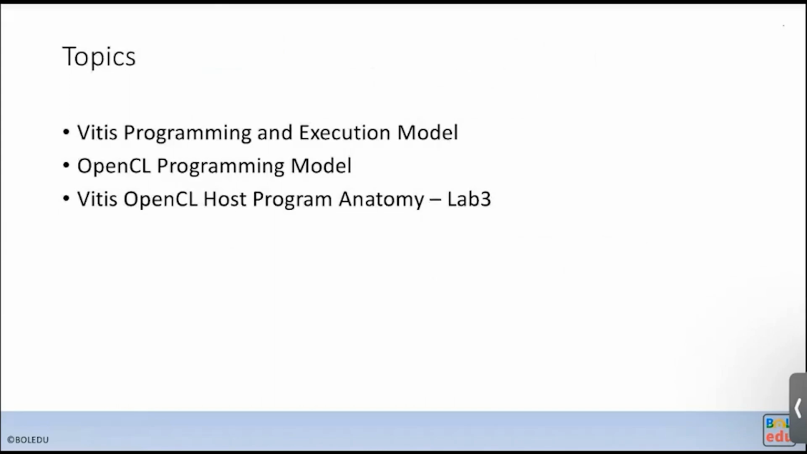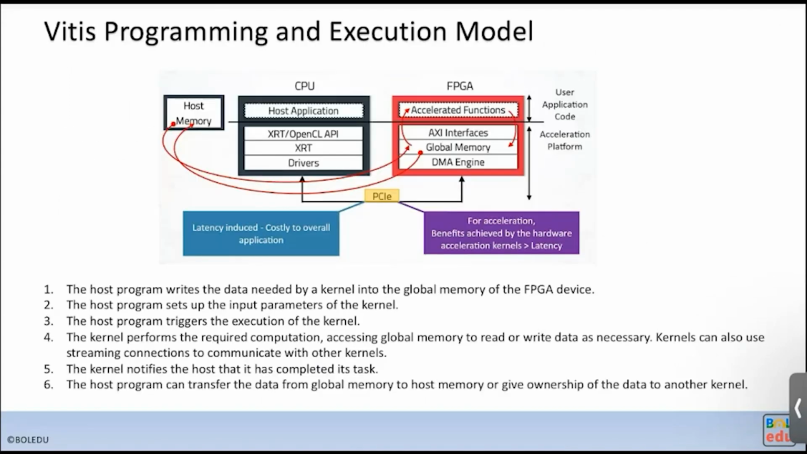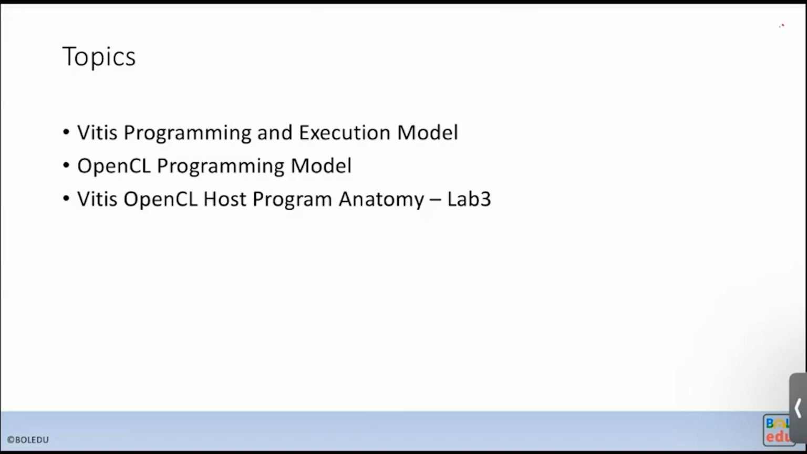Okay, there are three topics I'm going to talk about today. First, I will talk about the Vitis programming execution model, and that tells you the whole system view and how things function. Then I talk about OpenCL. And in the last part, I will take the Lab 3 host code and go through it step by step, to let you know the structure of the code.